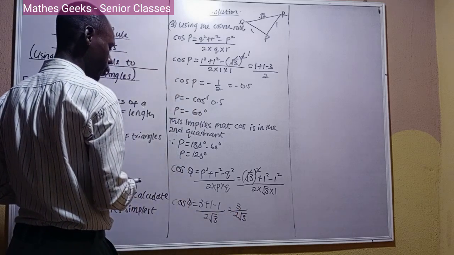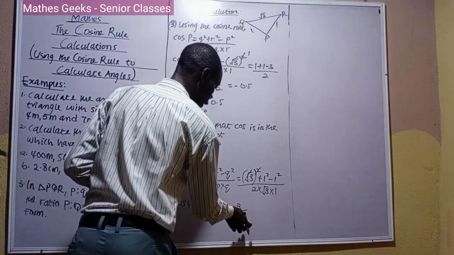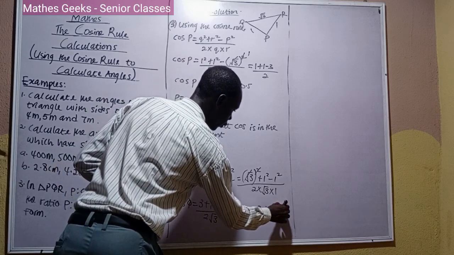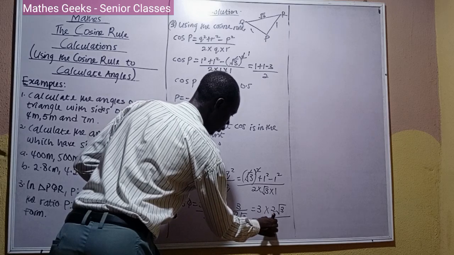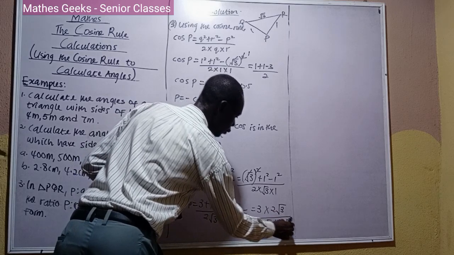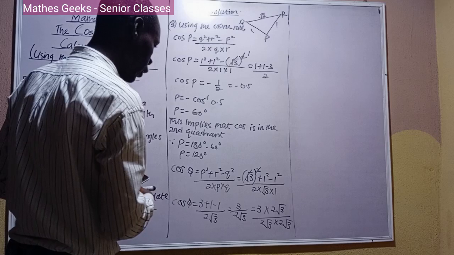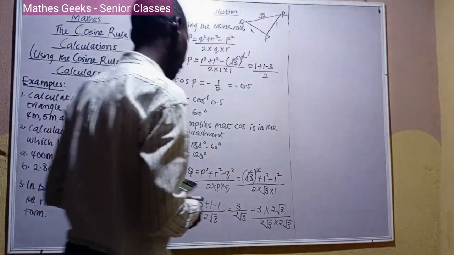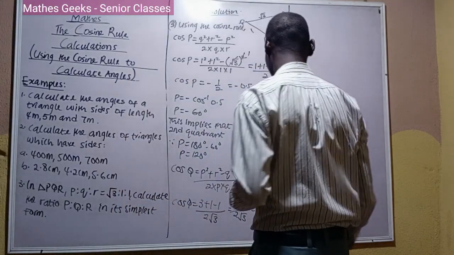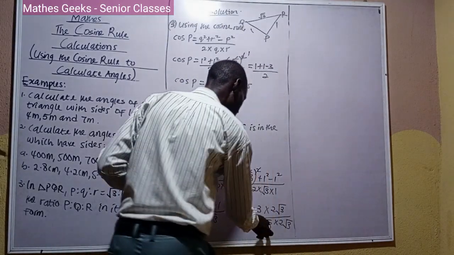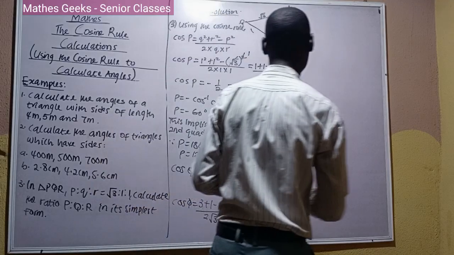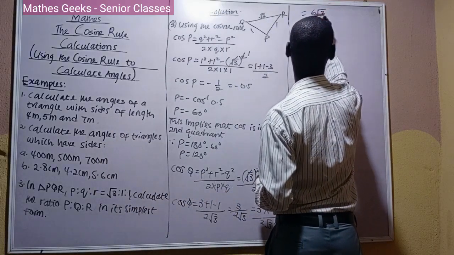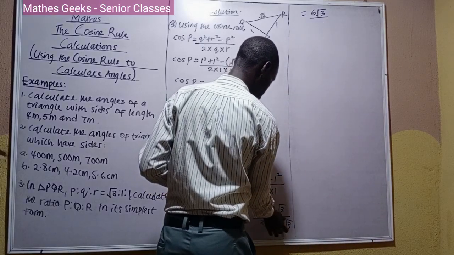So we have 3 over 2 root 3. So we have a case involving surds. So we're going to rationalize the denominator. 3 times 2 root 3 over 2 root 3 times 2 root 3. If you don't understand what I did here, you can check the videos on surds and go through them so that you understand why I have to go through this process. It's necessary. So 3 times 2 will give us 6 root 3.